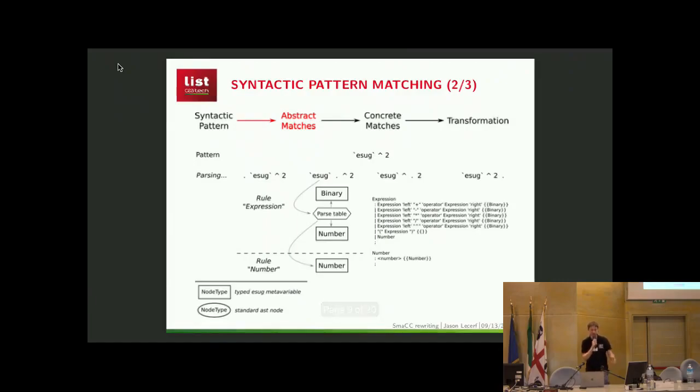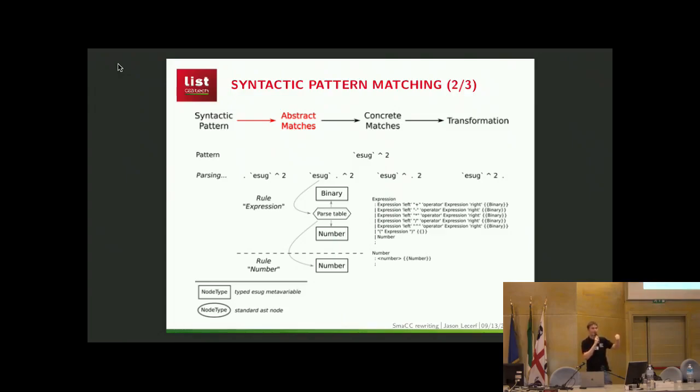Next part, we go to a metalevel. And what do we do now? Because it doesn't belong to the host language. So actually we look again at the parse table, and it will tell us, oh, at this point in the parse you can have either a binary node or a number node for the expression rule. And for the number rule, you can have only a number. You cannot have anything else. So you basically bind the name of the metavariable, like ESUG, to a type. And the type would be binary or number, depending on what you parse.